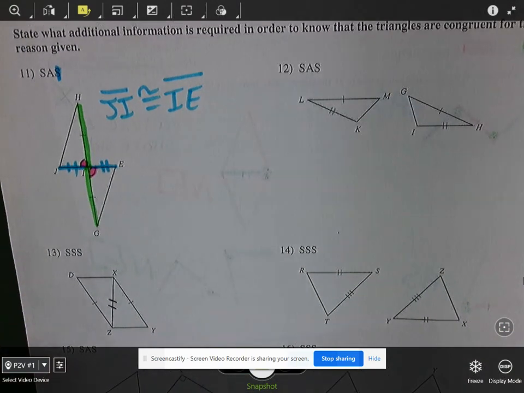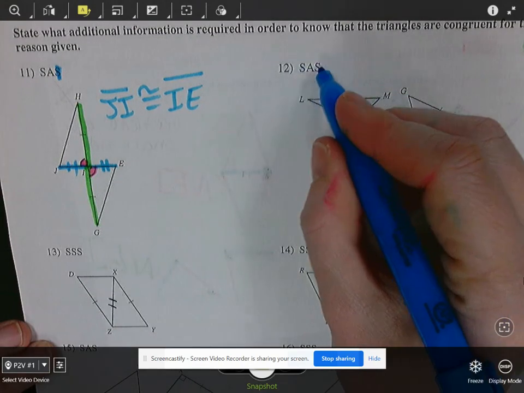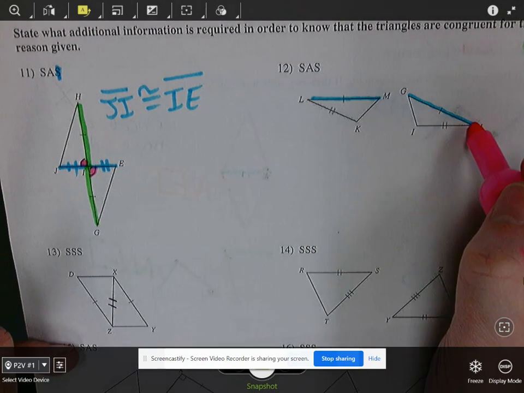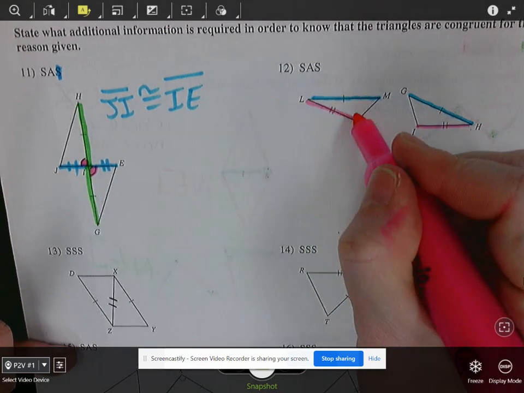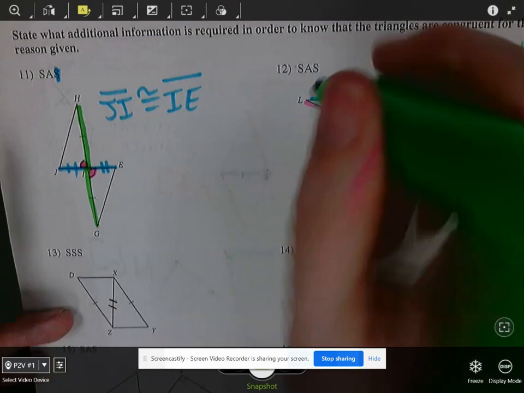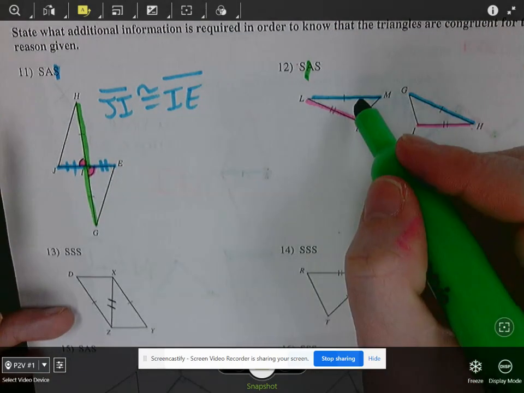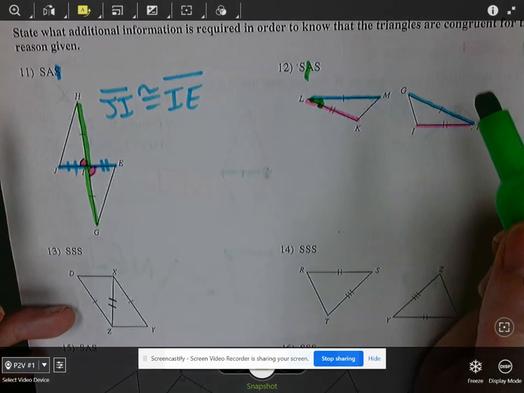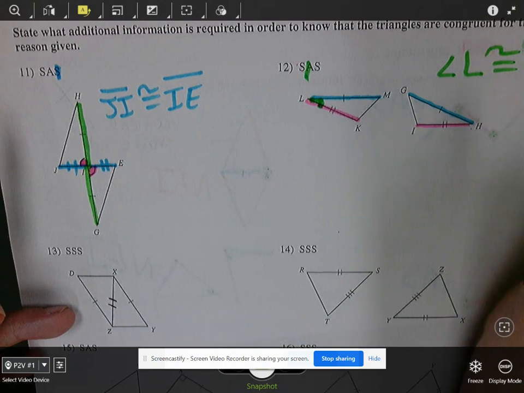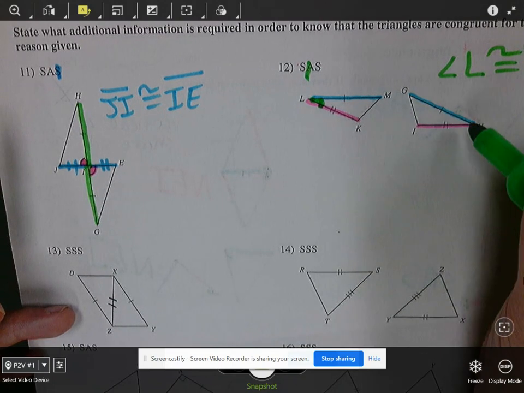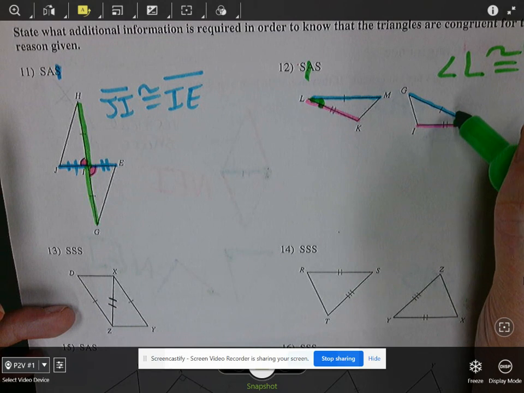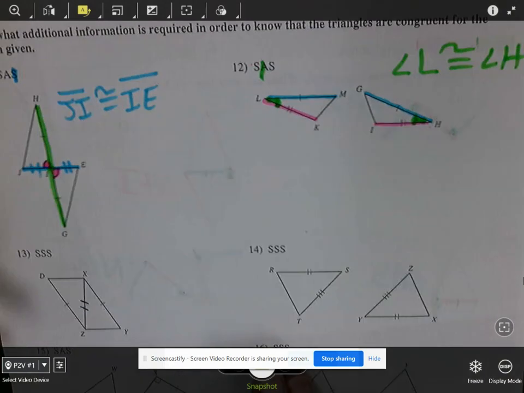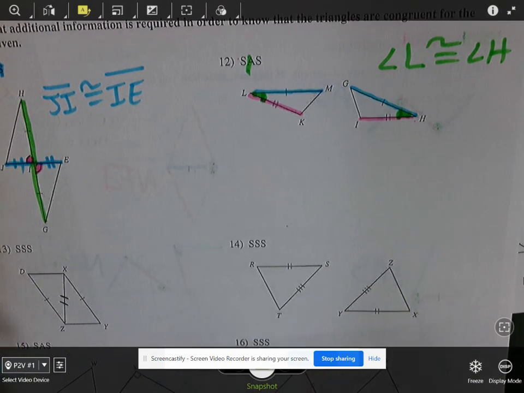On number 13, they want us to use side angle side, and they have this side and this side marked, and they have this side and this side marked. So I have the two sides. I need the angle that's between those. So look at where the two sides come together. Okay, so right here would be where they come together, angle L, and it would need to be congruent to angle H because it's between these two sides. So they should have said that angle L was congruent to angle H, or they should have had them marked congruent in order if they wanted us to use side angle side.